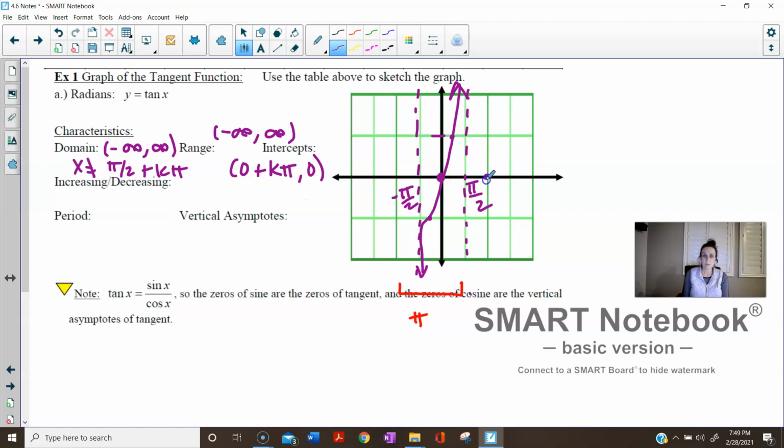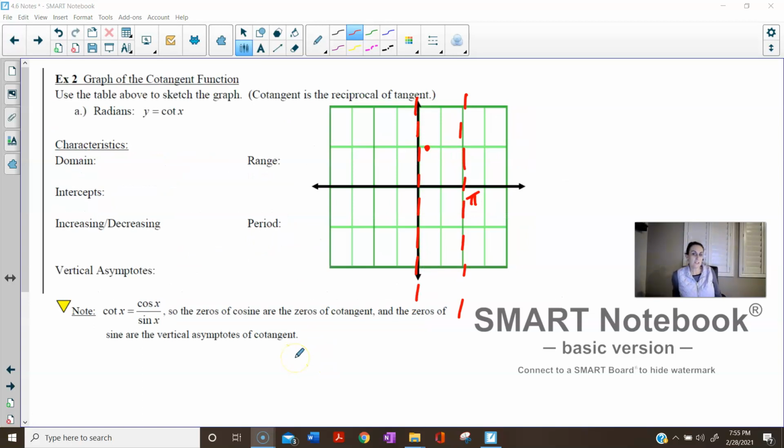So you get another one of these here. Here's your asymptote again, and your graph's going to hit at 1 here and here. So here's another period of that graph. Increasing, decreasing, this graph is always increasing. It has a period of pi, and it has vertical asymptotes at x equals pi over 2 plus k pi.